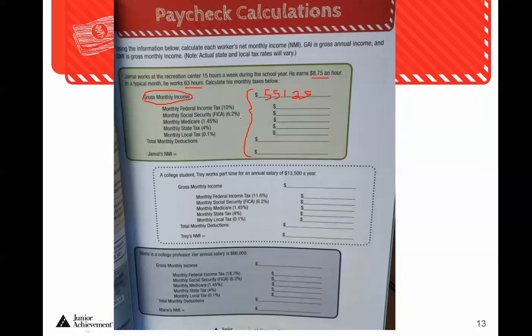Now we need to find the percentages for each one of these. So 10% of $551.25 is $55. You just move the decimal point one over. And 13 cents if we round to the nearest penny. And then you can calculate the same thing. So you can calculate what's 6.2% of this.